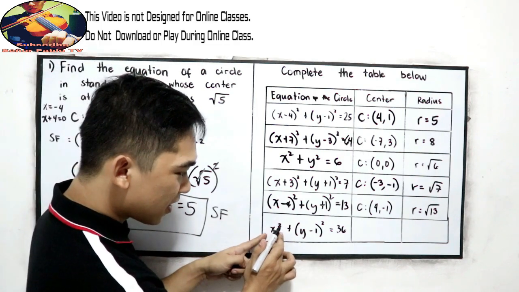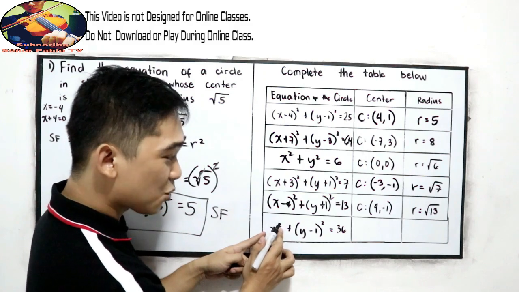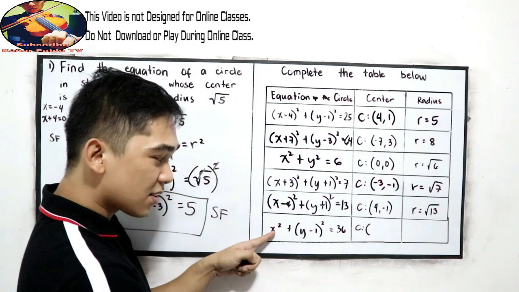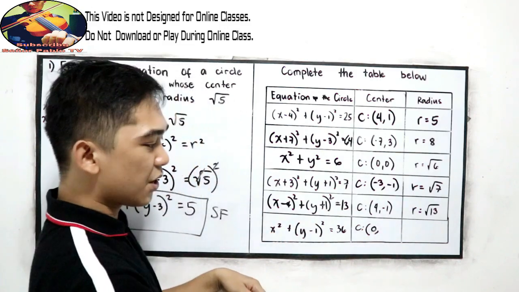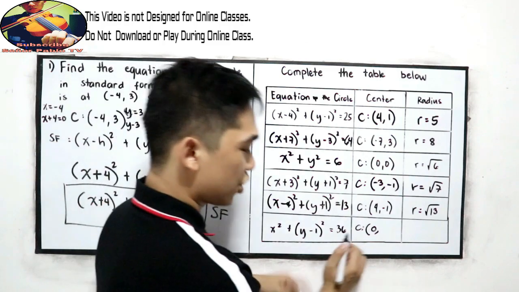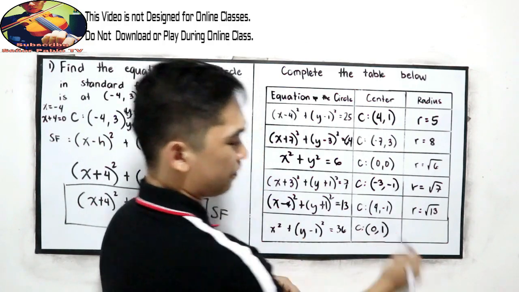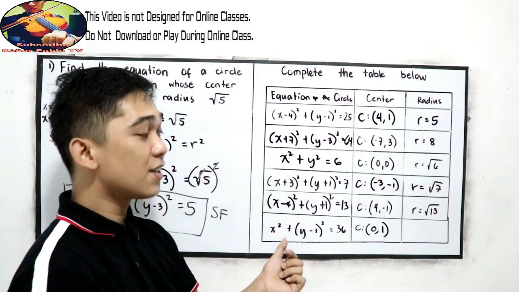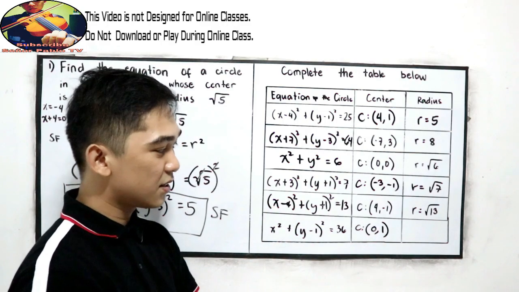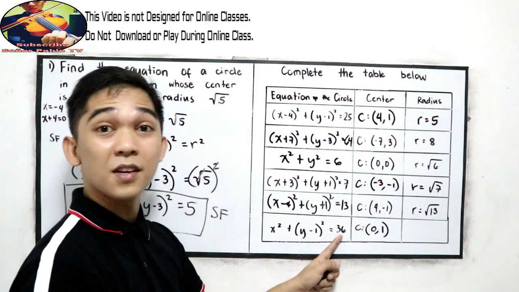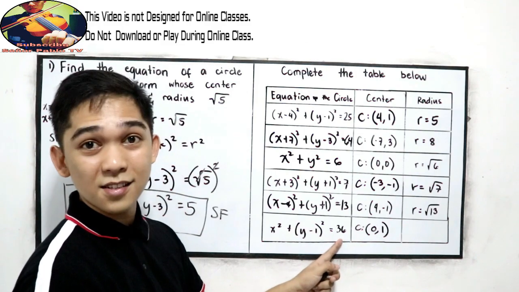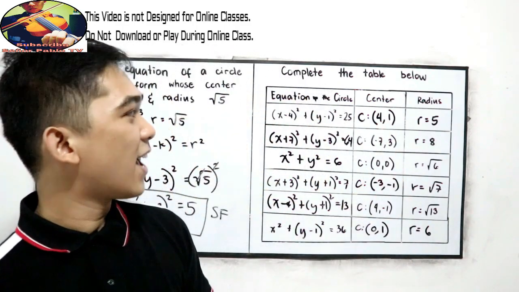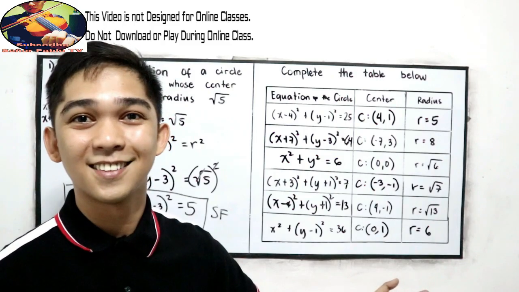notice that this is x squared. That is not written in our parentheses. So the center here for our x will become 0. 0, and for the y, change the sign, positive 1. Again, you don't have parentheses here. That means the value of x is 0. Change the sign. And now to get the radius, get the square root. The square root of 36 is positive 6. And we're done.